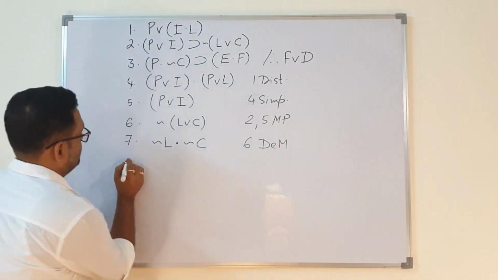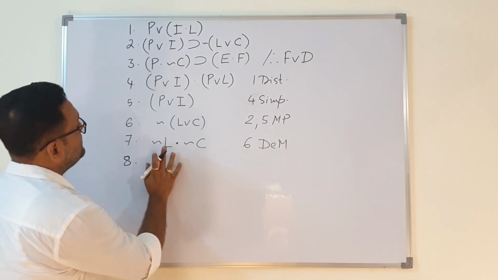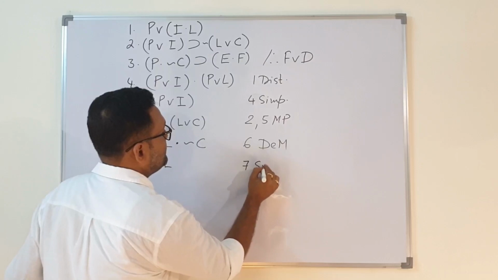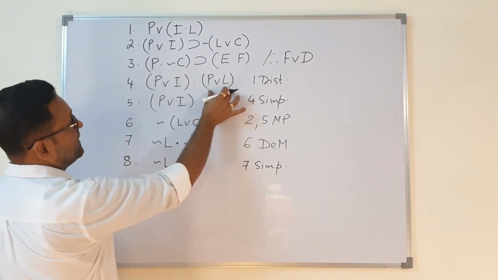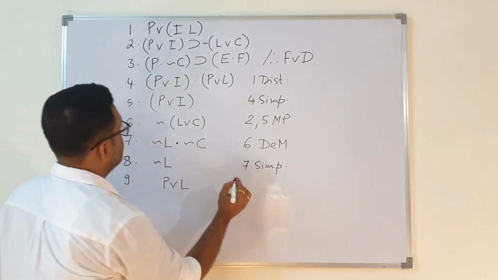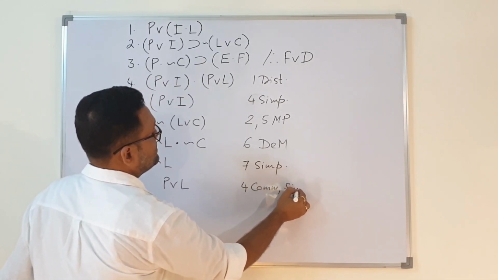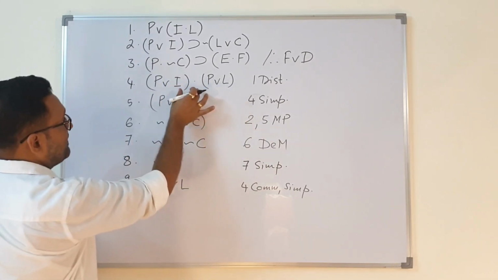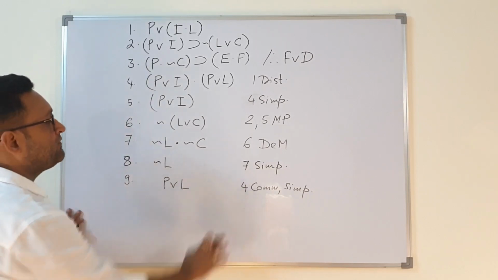You take step number 8, and you take negation L out from here. So 7, simplification. Fine. Now you take this one out. 9th step, P wedge L. This is from the 4th step, you applied commutation and then you simplified. Fine. So you have taken this here, and after that you simplified this step. So I have written it directly with the help of 2 steps.